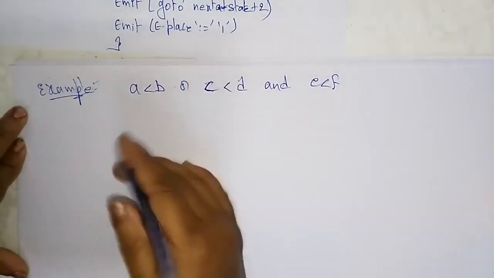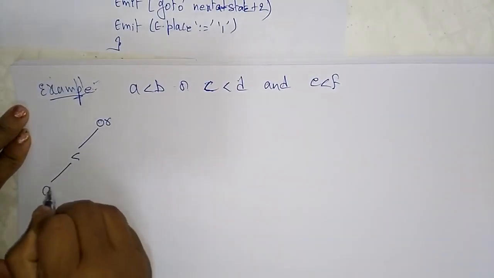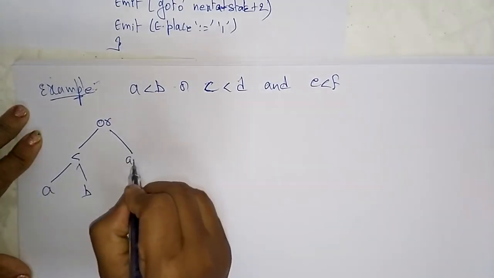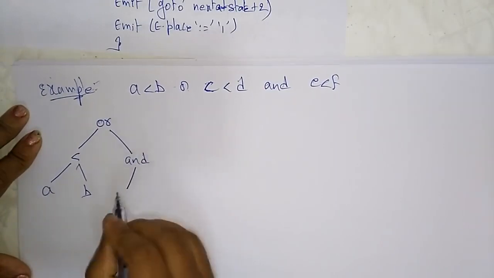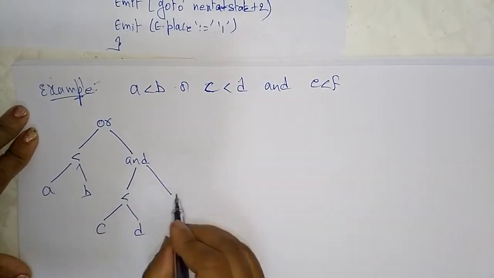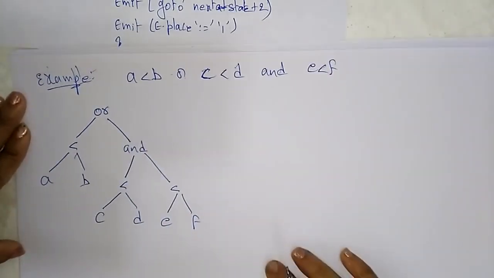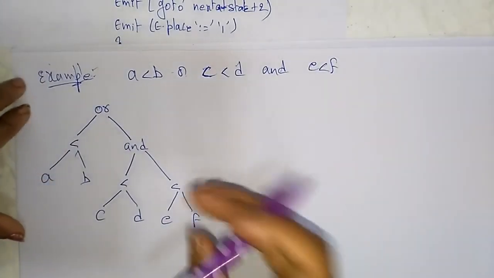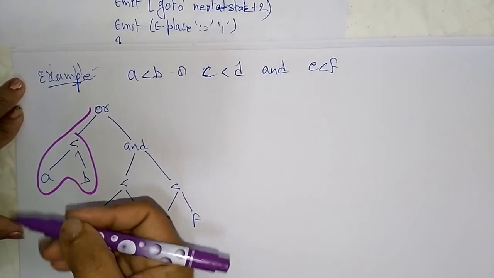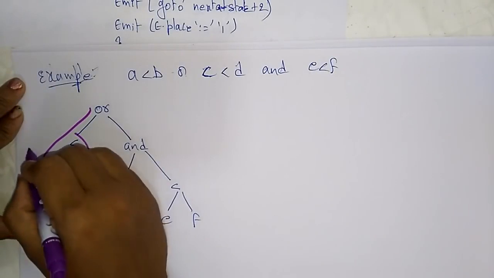First let me draw the diagram. Parse tree: less than A, B, and here AND for AND. This is less than C, D, and this is less than E, F. So for this expression, this is the parse tree. Now let's see. So coming to here, A less than B. This is the first relational operator. First relational operator, A less than B. If A less than B, that is the relational operator, first reduction.